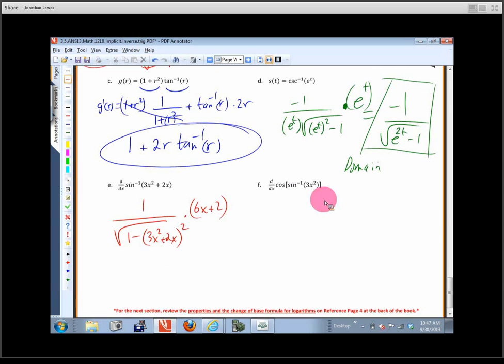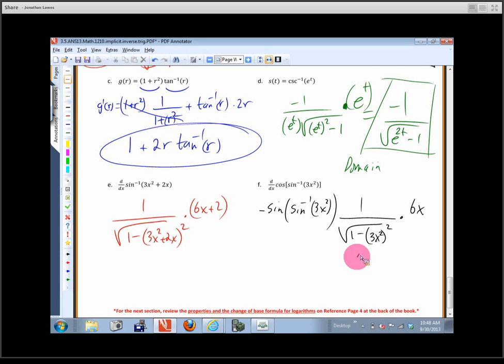Okay. Let's take a look at this. Cosine of sine inverse of 3x squared. Outside function is cosine, so that's going to be negative sine of, leave the inside alone, sine inverse of 3x squared, times the derivative of the inside, so that's going to be 1 over big square root 1 minus whatever that is squared, so that's going to be 3x squared, times 6x.